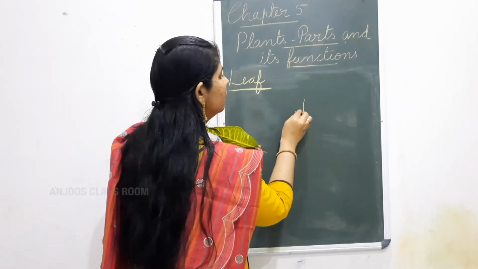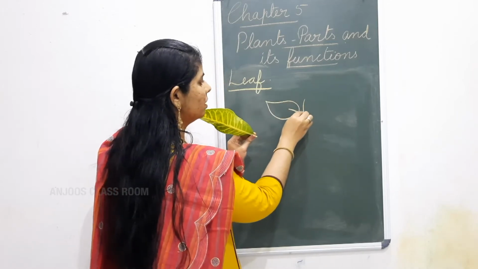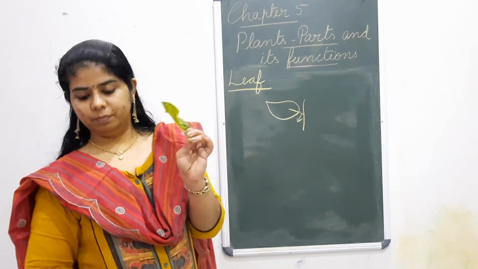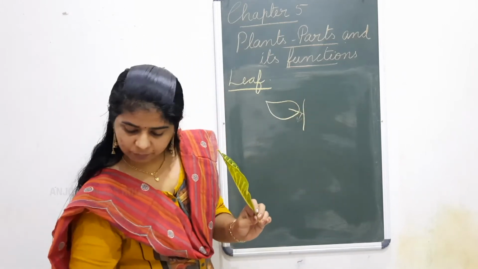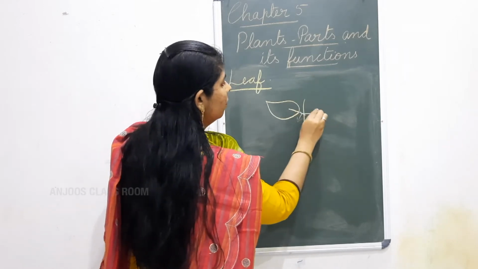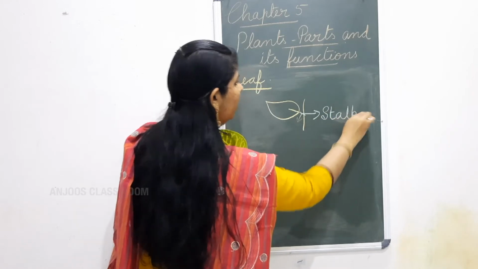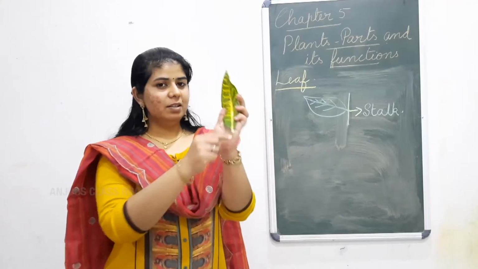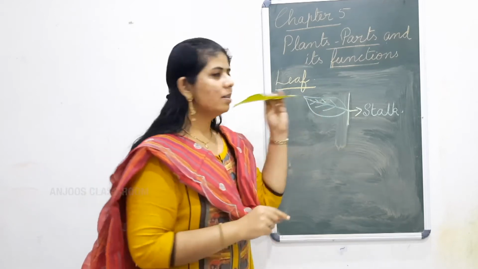Understood? And that part which is attached to the stem, we call it the stalk. It is known as the stalk. I'll write it here: this part which is attached to the stem, we call it the stalk. S-T-A-L-K, stalk. So this is the stalk, which is attached to the stem.